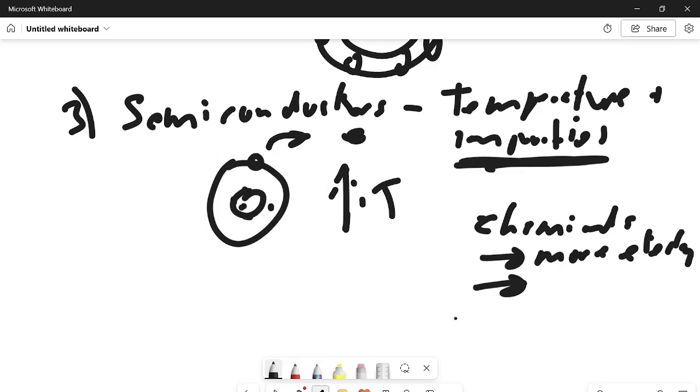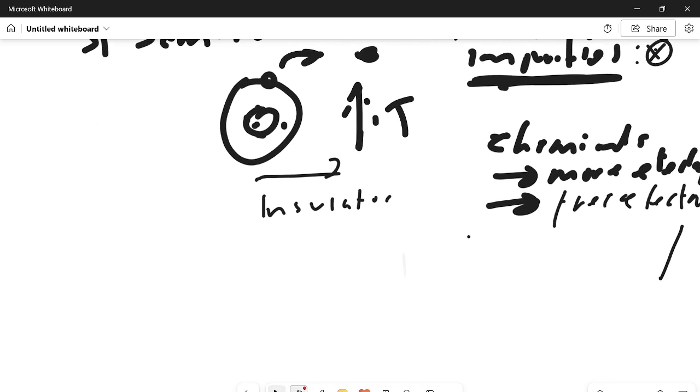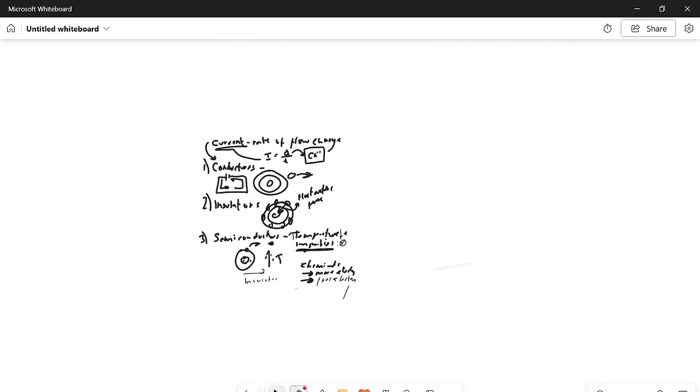Maybe it binds to the semiconductor in a way that causes more electrons to be freed. So it can free electrons in a way. So basically, depending on how high the temperature is and what sort of impurity you're using, it can become a conductor. But below this temperature and with no impurities, it will just mean that it's an insulator. Alright, that's everything you need to know.